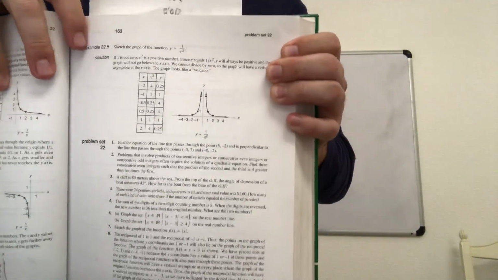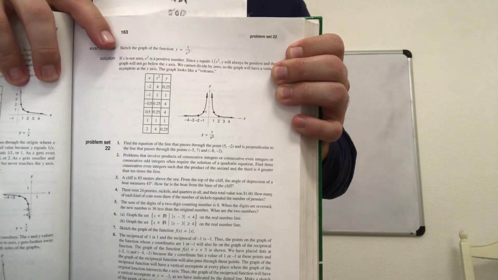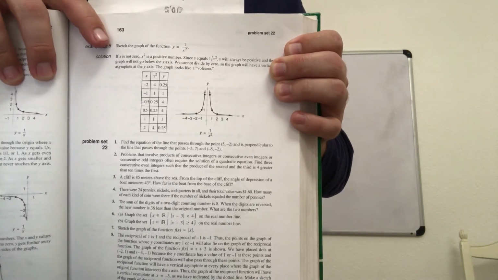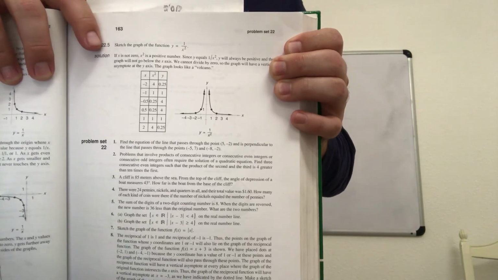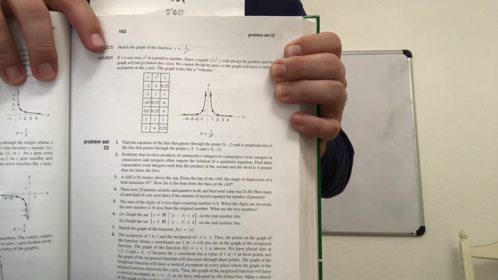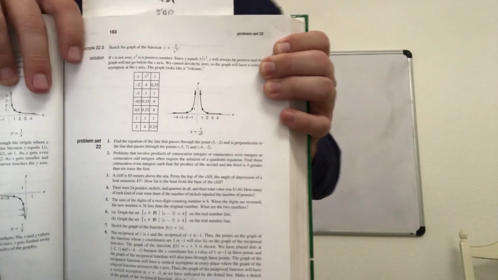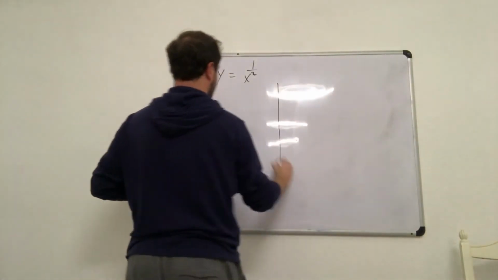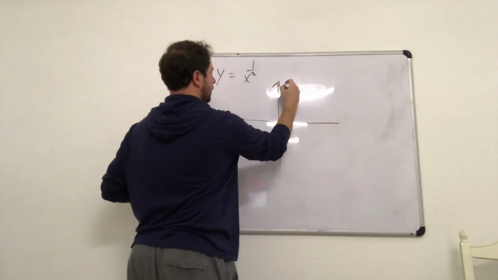The last thing we're going to look at on lesson 22 is this top one where it says, sketch the graph of the function y equals 1 over x squared. What you're going to do is put that one in your calculator and graph it. When you put that one in your calculator and graph it, what you are going to get as your answer is this right here.